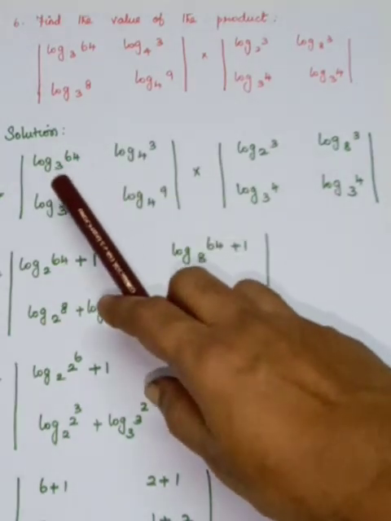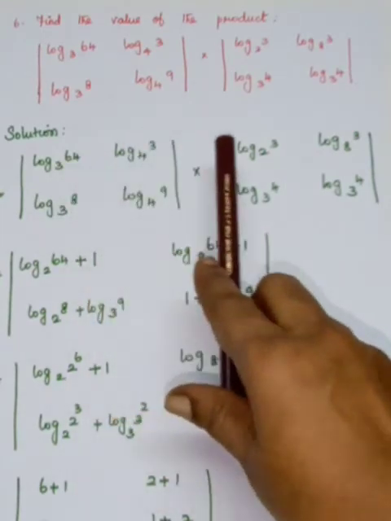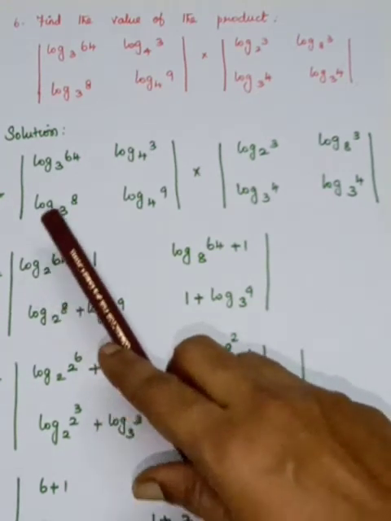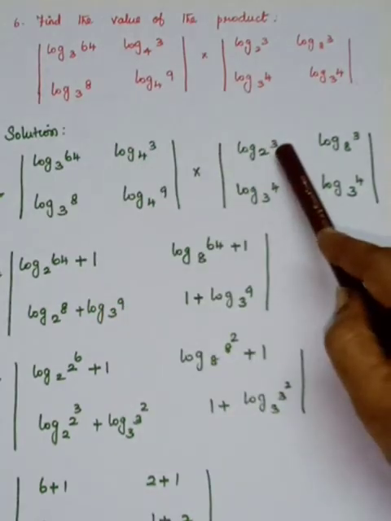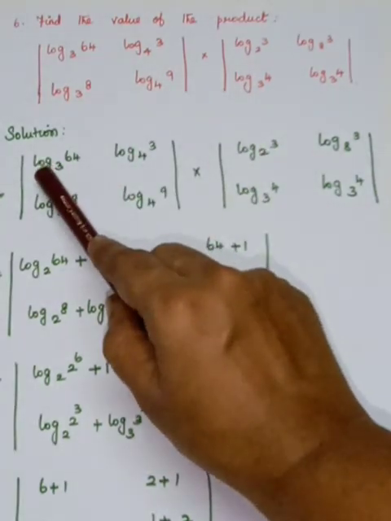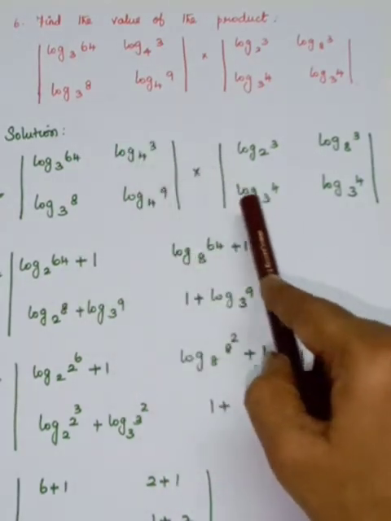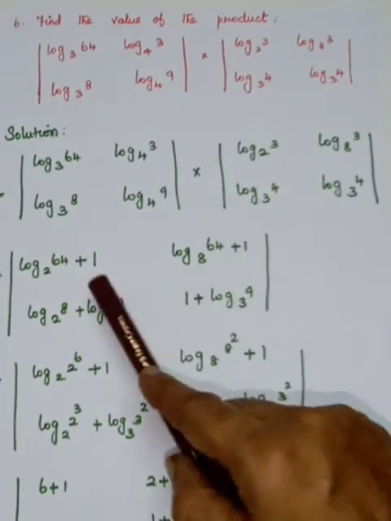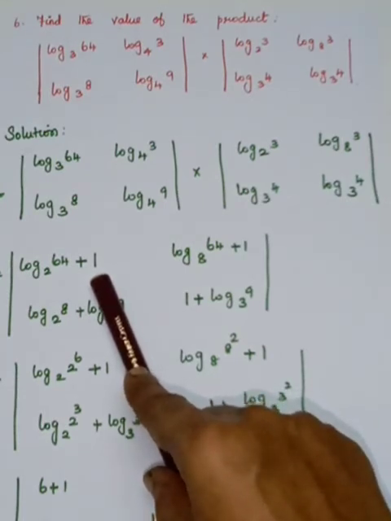So here the base is 3, here the number is 3. If they are same, you can write log 64 to the base 2. And you have to multiply these two. So here both the base as well as the numbers are same. So it is 1. If you cancel, your answer is 1. It is a logarithmic rule.